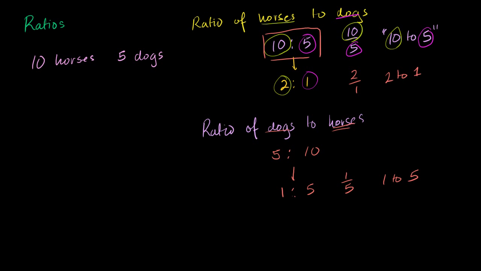So let's just do a couple of other examples. Let's say I have 20 apples. Let's say I have 40 oranges. And let's say I have, I don't know, 60 strawberries.